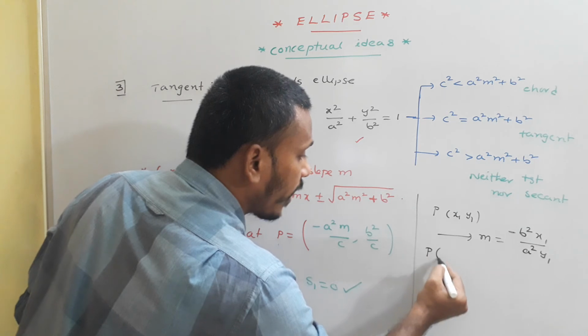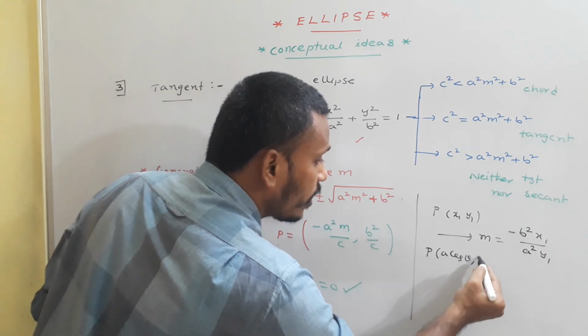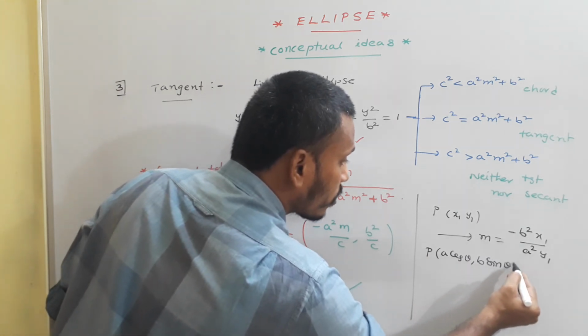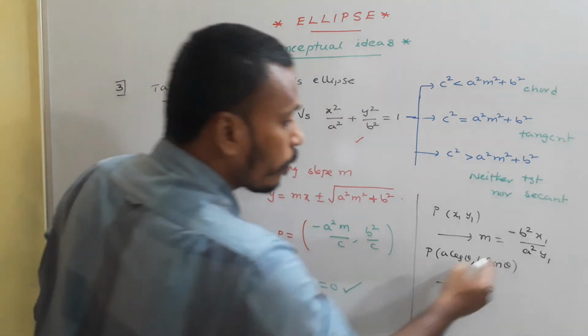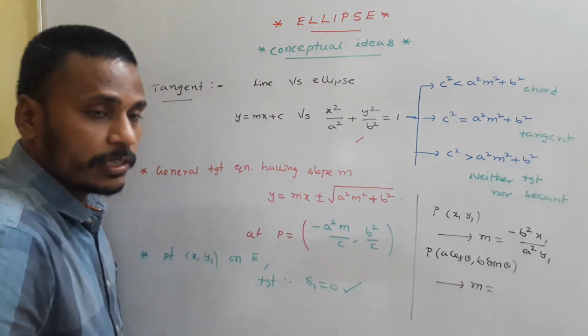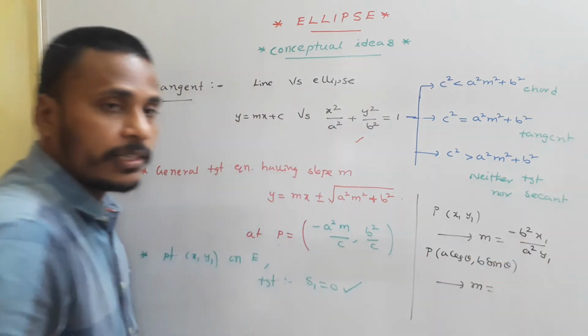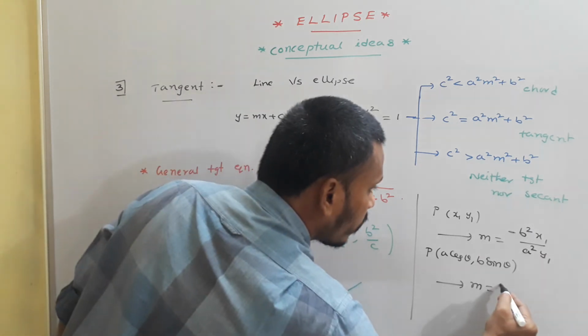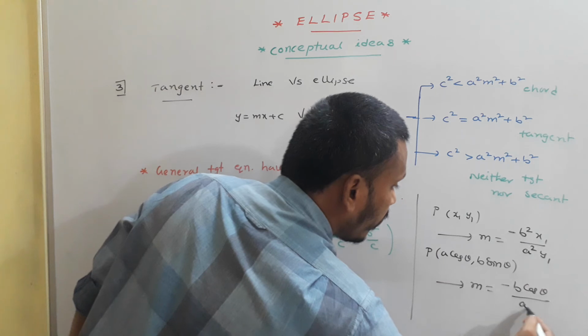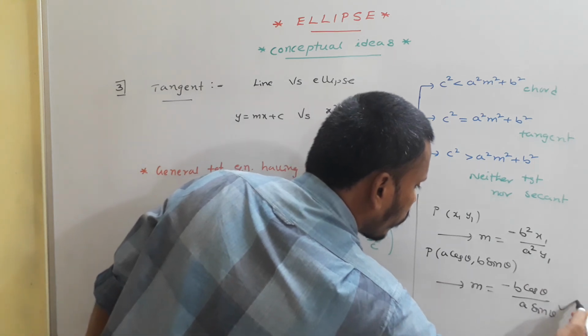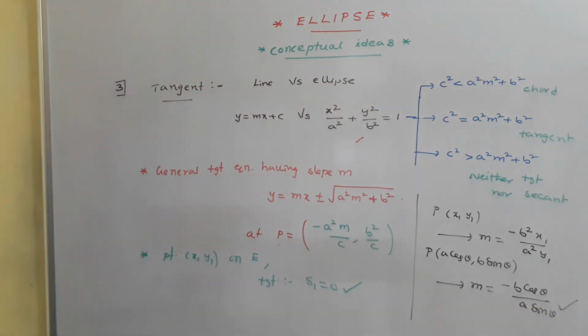Instead of x1, y1, if our point P is in parametric form (a cos theta, b sin theta), then what about the slope of the tangent? We need to replace x1 with a cos theta and y1 with b sin theta. After that, ab and ab get cancelled, and we are left with minus b cos theta divided by a sin theta. This is somewhat useful to answer questions. This is something related to the tangent and ellipse. All these points we need to memorize.